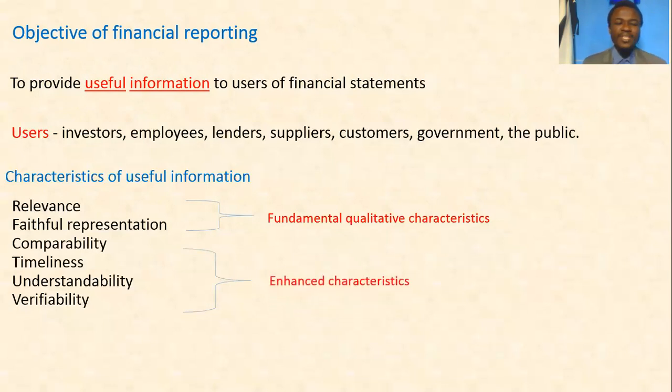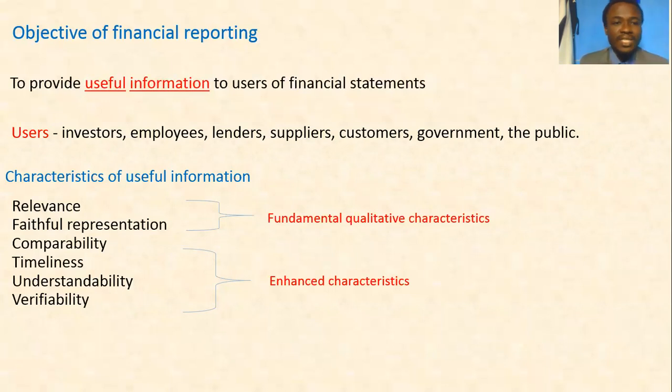A quick meaning of comparability. Users would want to compare your financial statement with your prior year figures. So your prior year figures must be consistent with the current year figures so they can make comparisons. So if you are using an accounting policy in the previous year, you must follow the same policy in the current year as well. And the timeliness, the information must come on time for them to make informed decisions. If you delay, then it means that the information loses its relevance.